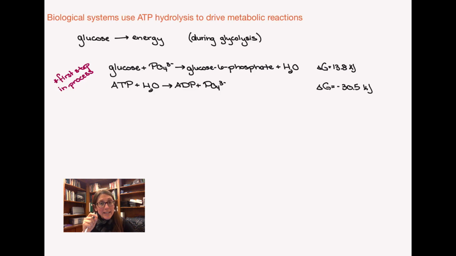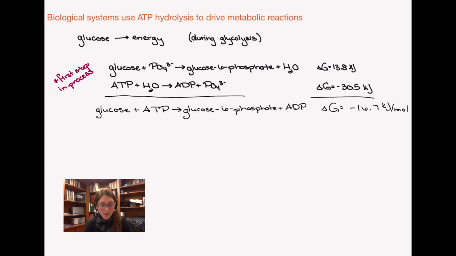So when you take ATP and you react it with water and you make ADP and phosphate, that process has a delta G of negative 30.5 kilojoules per mole. So taken as a whole, the overall process of glucose and ATP making the glucose 6-phosphate and ADP has a delta G of negative 16.7 kilojoules per mole.